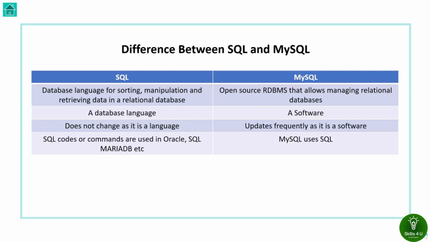5. SQL codes are used in Oracle and MariaDB. These are examples of databases, and the link between SQL and MySQL is that MySQL actually uses SQL language.